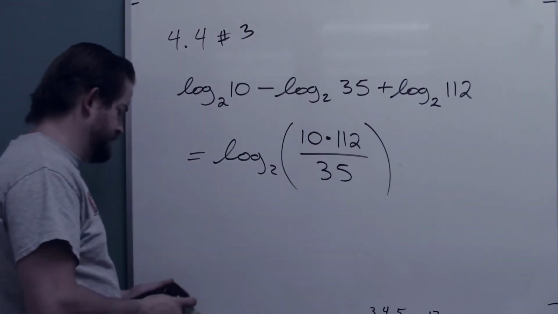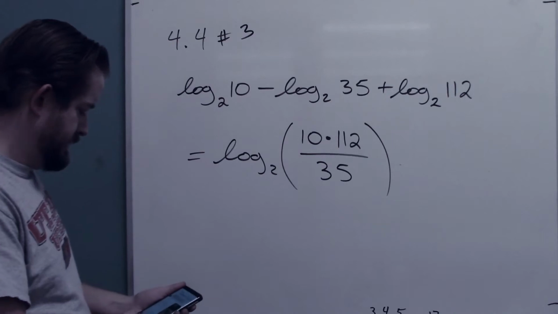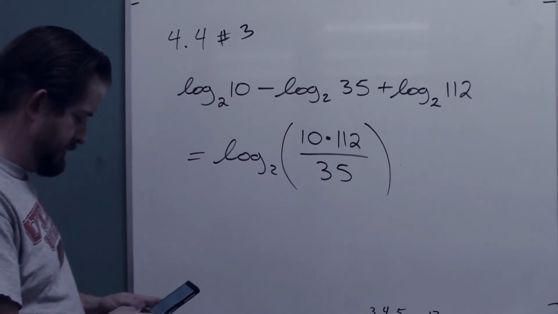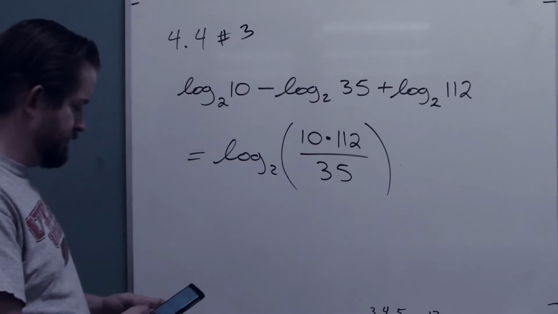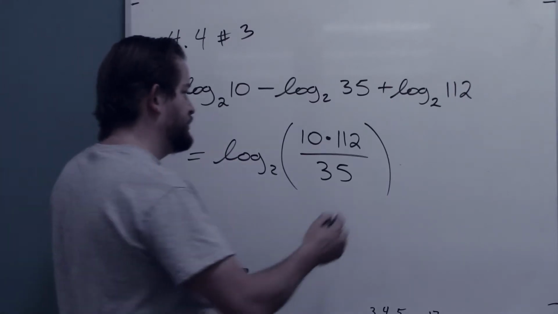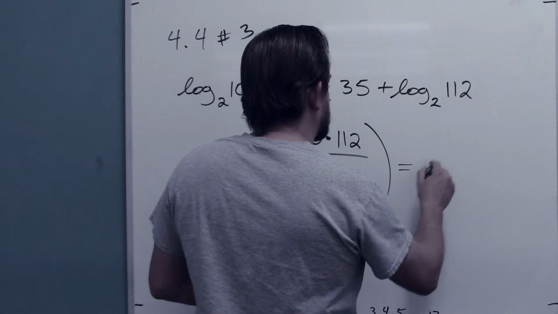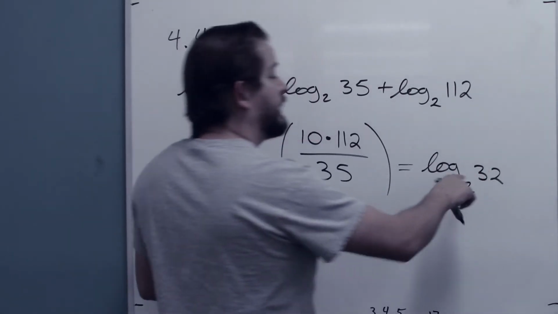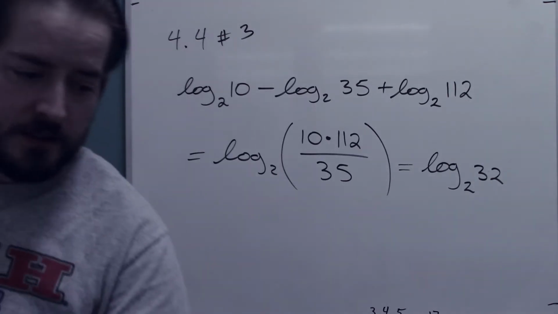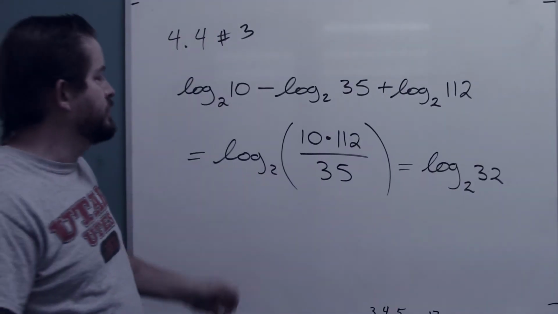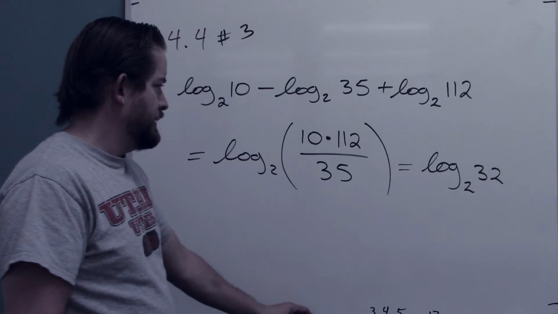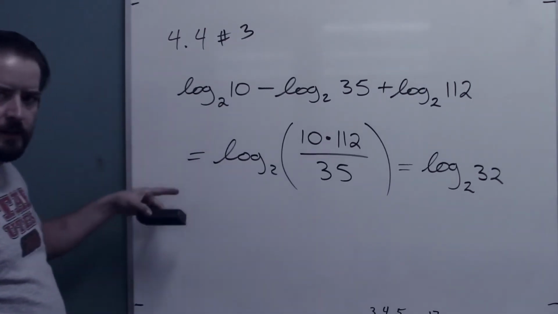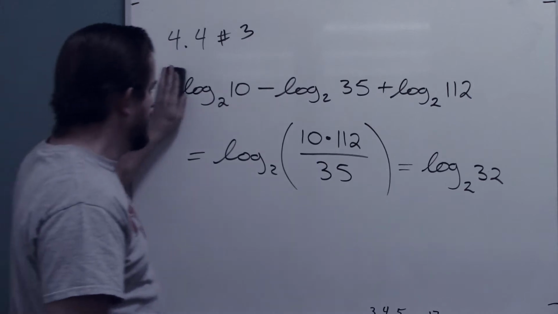I can simplify some stuff. I'm just going to cheat. 10 times 112 and then divide that by 35 is 32. So this is log base 2 of 32. And I can figure out what that is because 32 is a power of 2. Let me clear some room here. If you need to write that down, write it down.